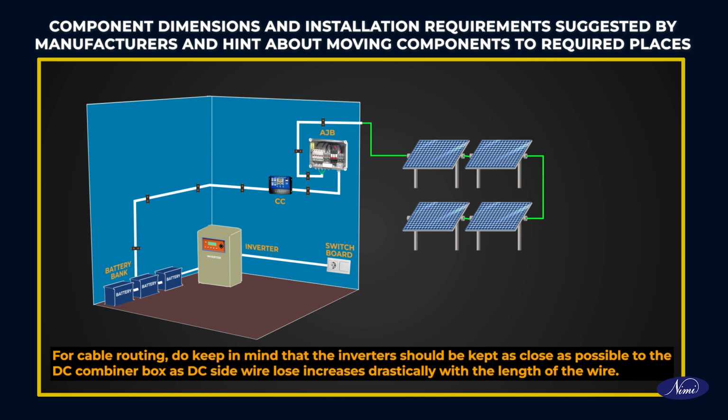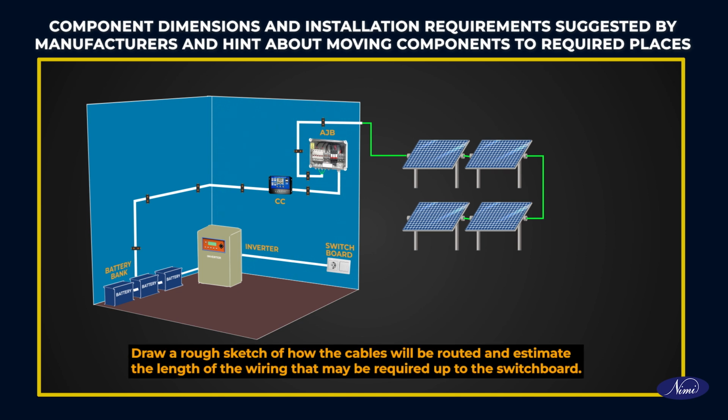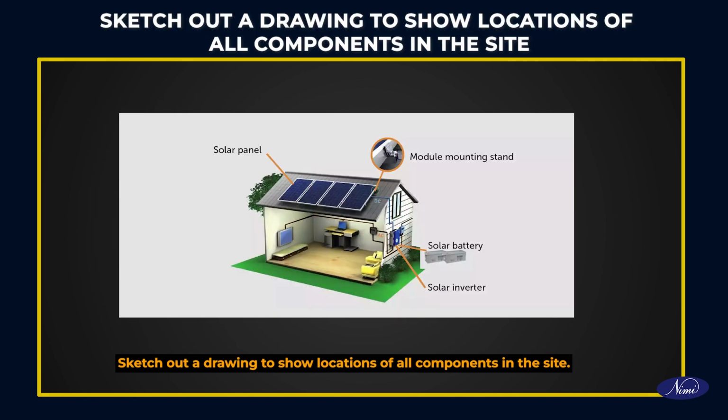For cable routing, do keep in mind that the inverter should be kept as close as possible to the DC combiner box, as DC side wire loss increases drastically with the length of the wire. Draw a rough sketch of how the cables will be routed and estimate the length of the wiring that may be required up to the switchboard. Sketch out a drawing to show locations of all components in the site.